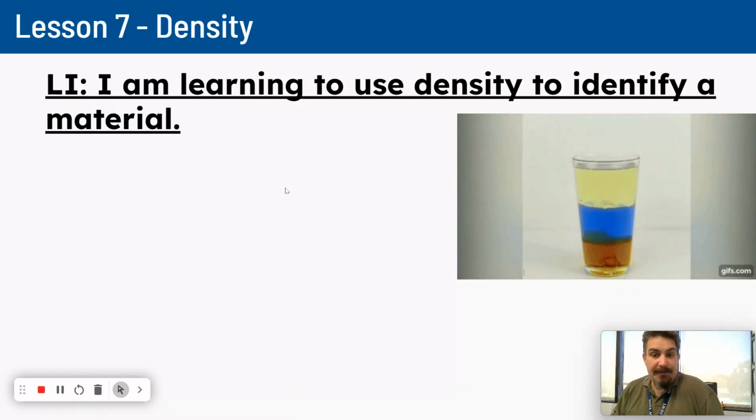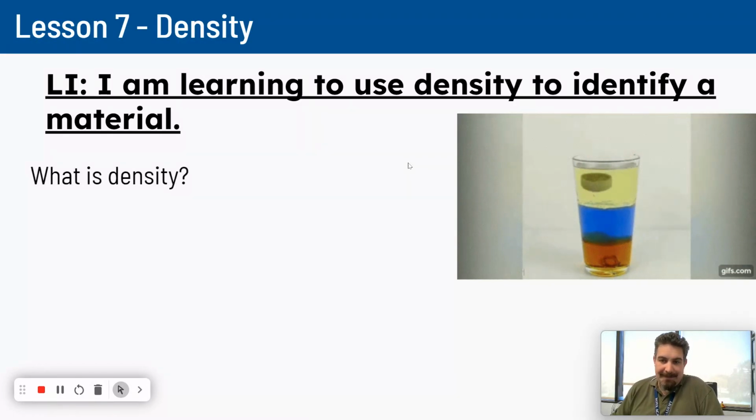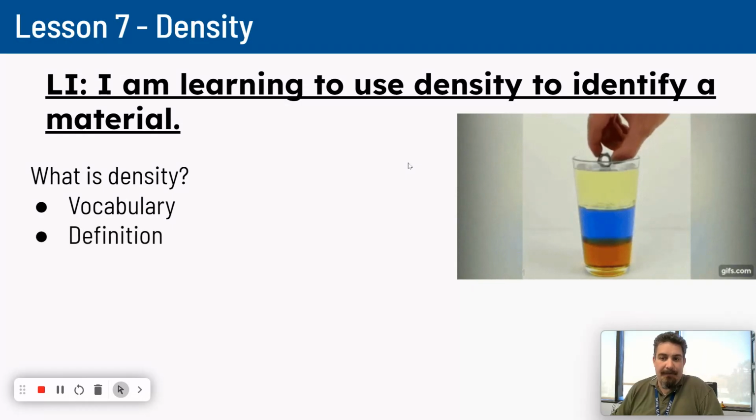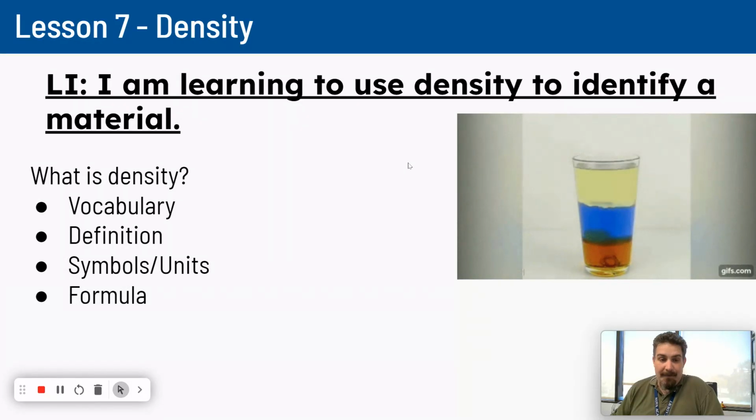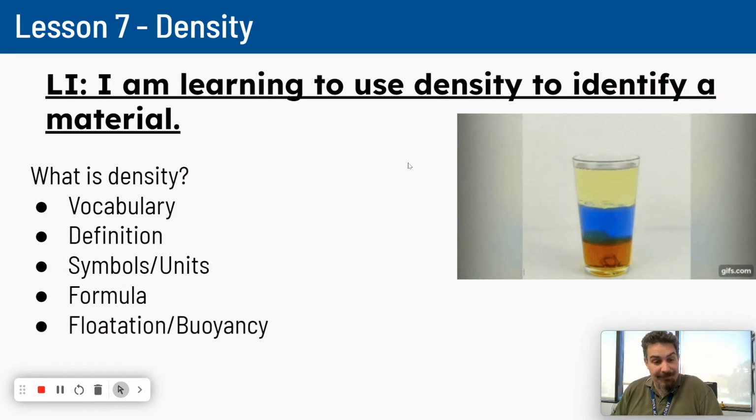I'm learning to use density to identify a material is our current topic. We can see here an interesting recreation of our little pen cap experiment, but with a few more things going on. I think it's pretty interesting to see this. So we're going to talk about what density is with more detail: the vocabulary, the definition, and symbols and units. Okay, and then the formula. And last, about flotation or buoyancy, which we're kind of seeing on display here on the screen for us.